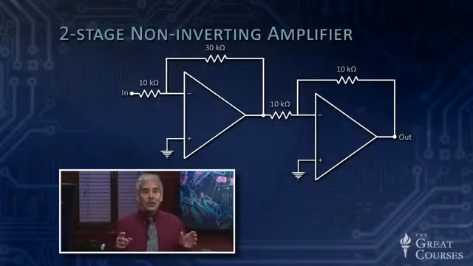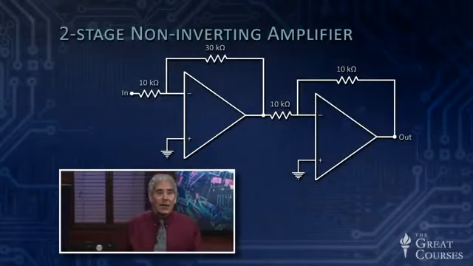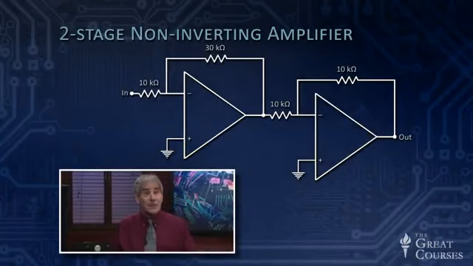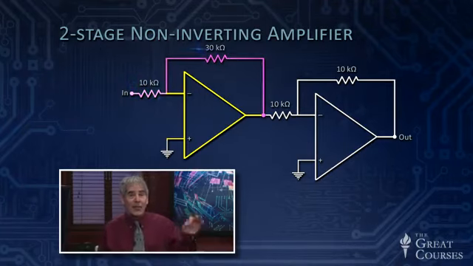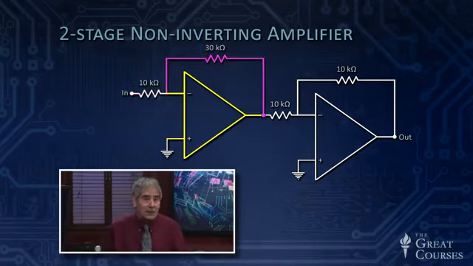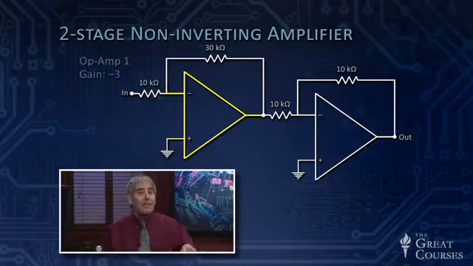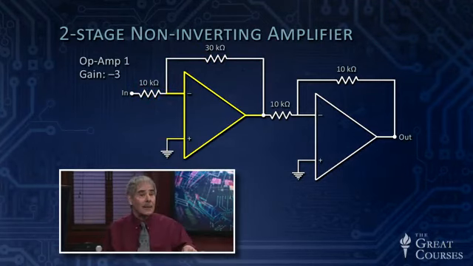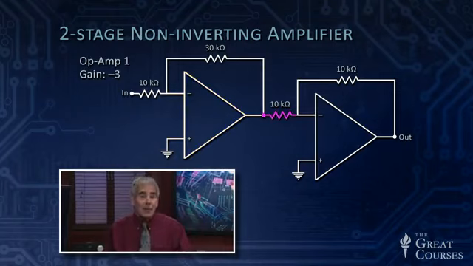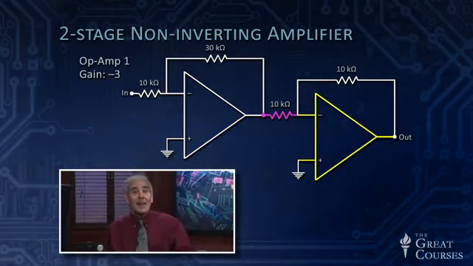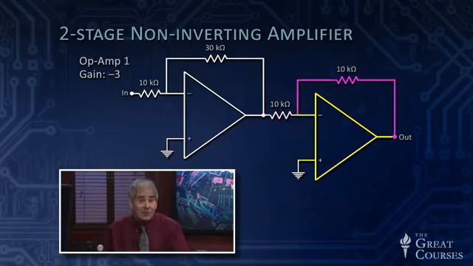Here I have a two-stage non-inverting amplifier. Two stages because I've got two op-amp stages. The first one, if you look at it, has a 10 kilo ohm input resistor and a 30 kilo ohm feedback resistor. So that's a gain of -3. The output of that one goes into a 10 kilo ohm input resistor of another op-amp in exactly the same inverting configuration. This one's got a 10 kilo ohm feedback resistor too.